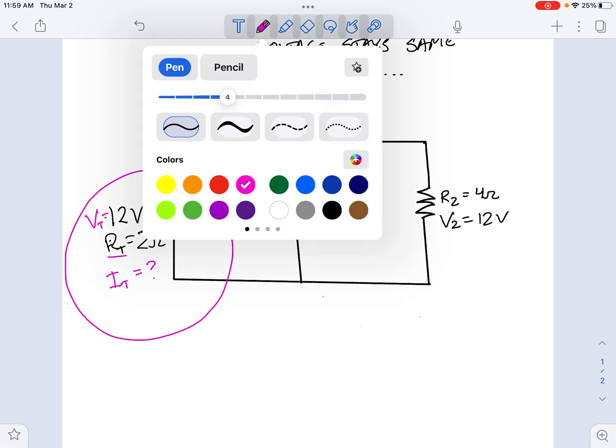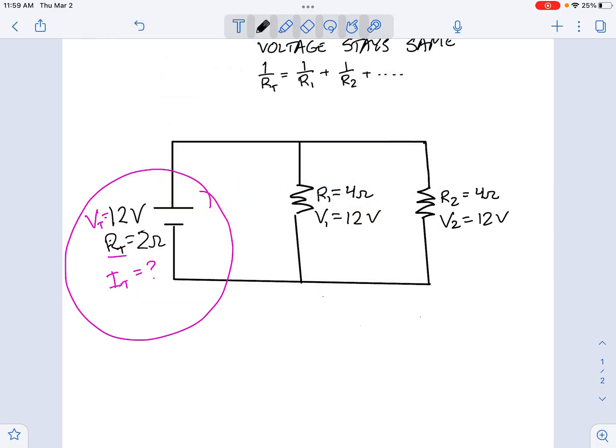So I can use my equation, V equals IR, here for the whole system. VT is equal to IT, RT. And now I just plug in the values. What do I have for VT? It's 12 volts. IT is unknown, it's our variable, and RT is 2. So we have 12 is equal to IT times 2.